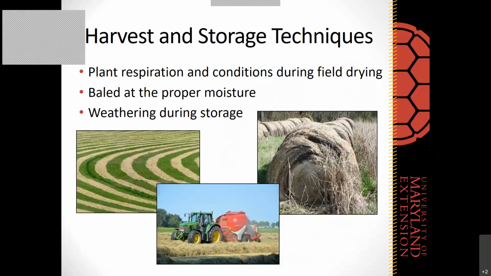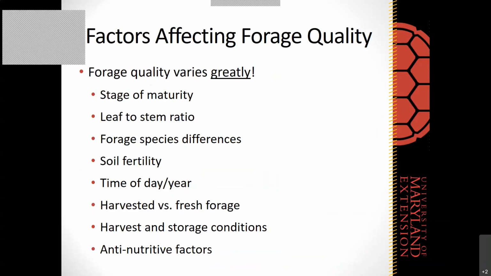And the harvest and storage techniques. So, how is that hay made? How is that hay dried? How was it stored? Was it stored properly, or did it have a lot of weathering? All of those different things can also play a role in that end result going into that forage quality sample. So, here's our whole list again. It's a lot to think about. There's a lot of factors that go into it.